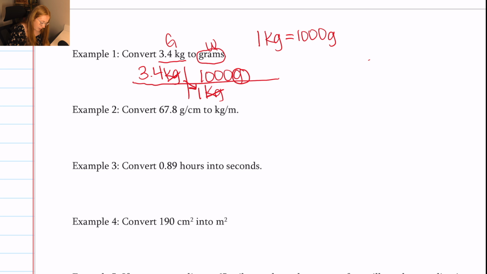And then it looks like with that, grams would be left over, and that is what I want. So I'm going to stop there. So I'm actually done. Now that I have my railroad set up, remember we do multiply the top, divide by the bottom. So I'm going to do 3.4 times 1,000. And then you can divide by 1, but you don't have to. So 3.4 times 1,000 would give me 3,400.